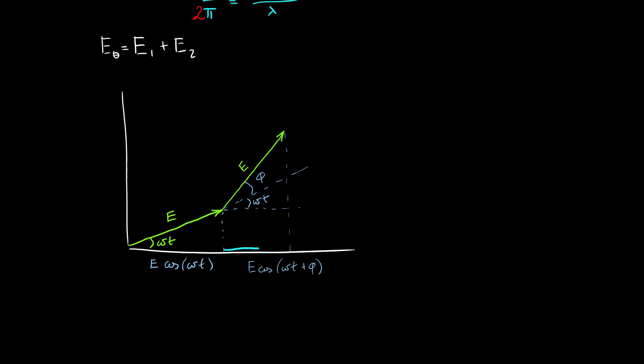So this is E cosine(omega t plus phi), and this one is my E cosine(omega t). Now the head-to-tail method, from the beginning to the end, will give us the resultant vector. So here's the resultant, and it would be my E at point P, or E theta.